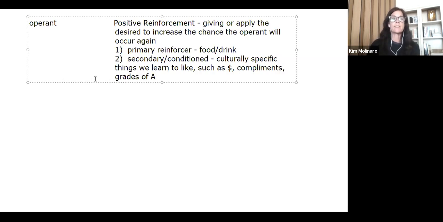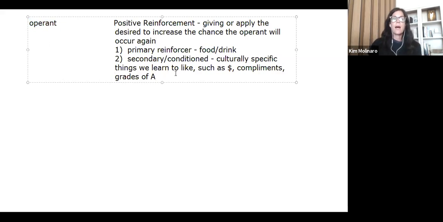So for instance, Mom, can I have a cookie? Operant. Sure, I'm going to give you the cookie. Positive reinforcement. Then we have to identify, is that a primary reinforcer, a secondary or conditioned reinforcer? And because a cookie is food, it's a primary reinforcer. And it increases the likelihood the operant will again occur. So it increases the likelihood that when the child wants a cookie, they're going to go to mom and ask.